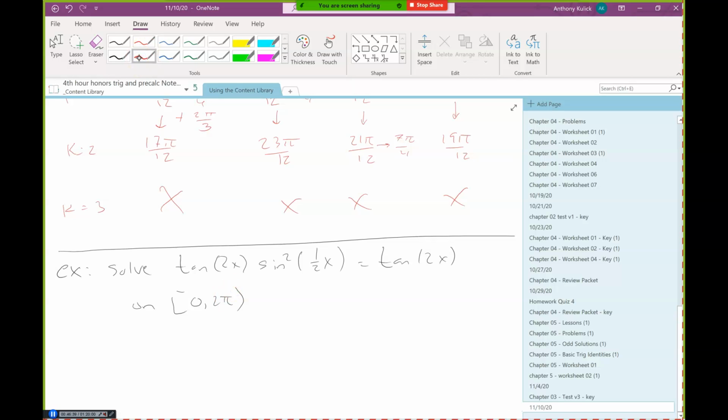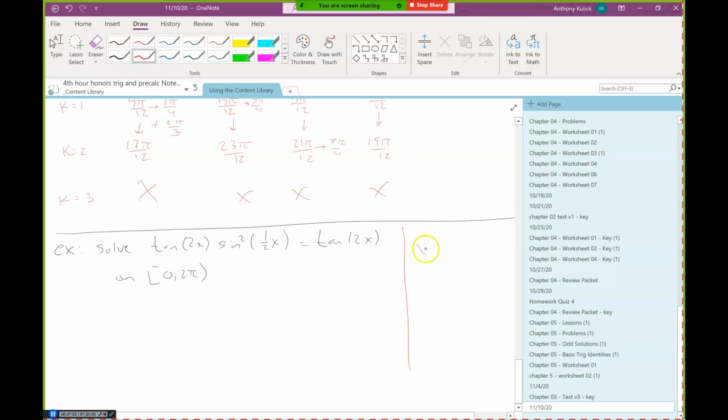Okay, so we have tan 2x times sine squared of 1/2 x equals tan 2x, and we're solving that on the interval from 0 to 2 pi. Who wants to divide both sides by tan 2x? That's a bad idea. Remember, when you're solving quadratics, you can't divide both sides by x because you lose solutions, right? You have to move it to the other side. You guys remember doing things like that last year?